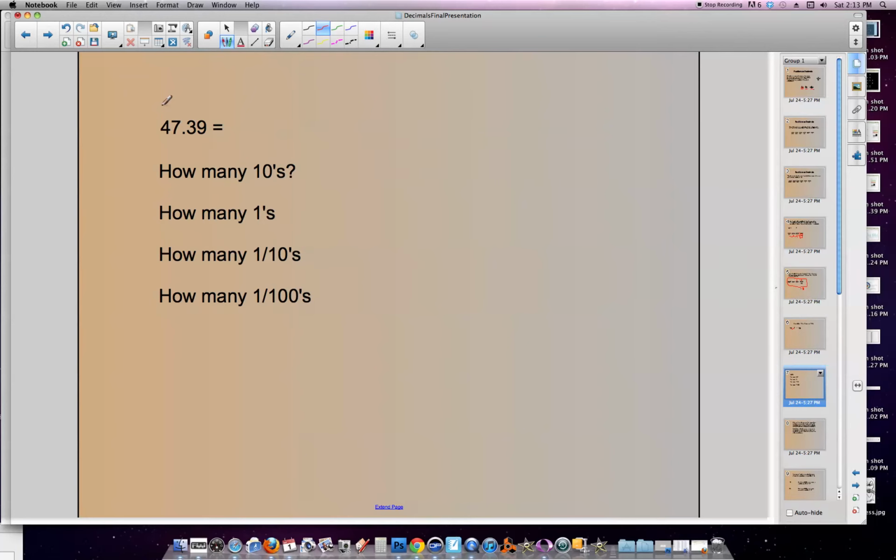So if we look at this number, the 4 is in the tens place. So we have 4 segments that each have a length of 10. And we have 7 segments that each have a length of 1 on the number line. And we have 3 segments that each have a length of 1/10. And we have 9 segments that each have a length of 1/100th.